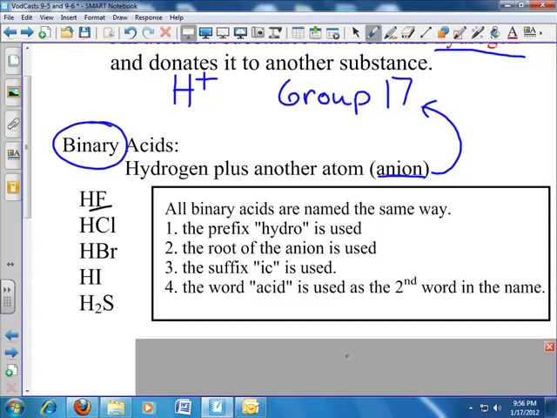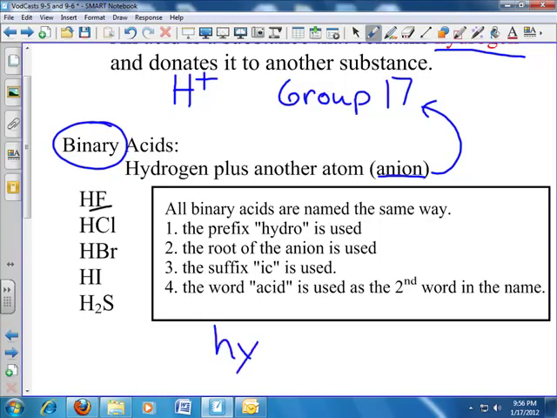And then we'll always add the word acid at the end of it, so we know that we're talking about a specific acid. So what we're going to be doing is we will use the prefix hydro. We're going to put a root word in there, and then we're going to put an ic on the end of it. So it's going to be a hydro something ic.